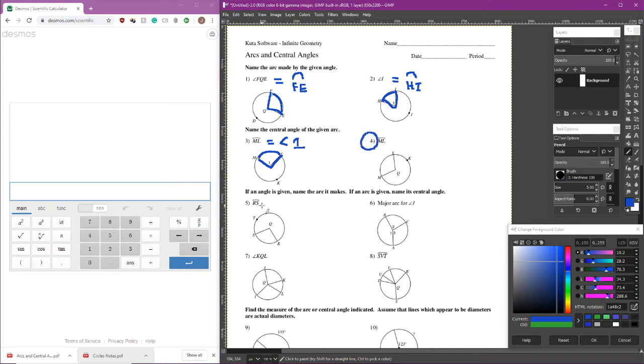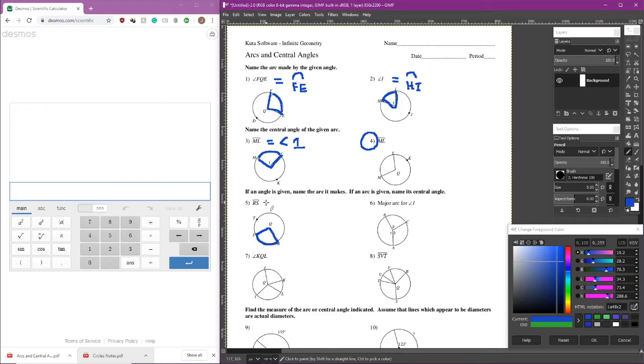Okay, now let's look at number 5. The directions here say, if an angle is given, name the arc it makes. If an arc is given, name its central angle. So we're kind of mixing up the 2 skills that we just learned. They gave us the arc RS. Let's start from point R, go to point S, and then we see that it is the outer edge of that angle, kind of like a little pie shape of this angle right here.